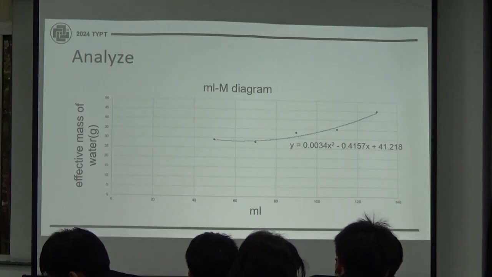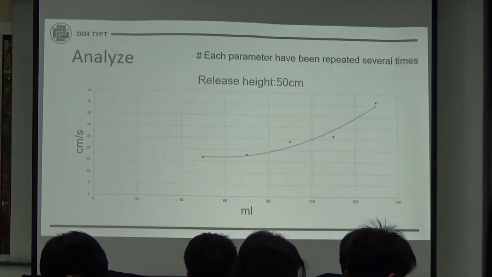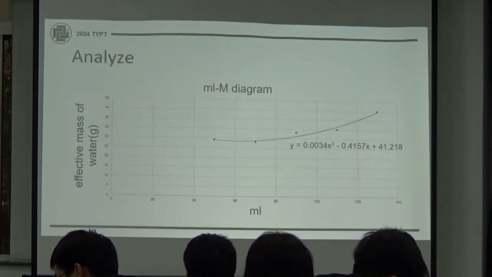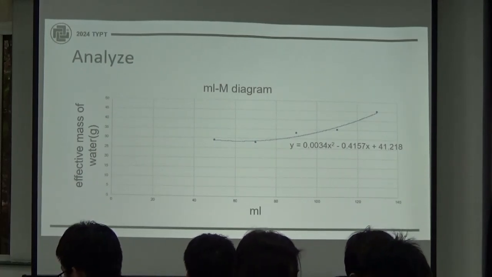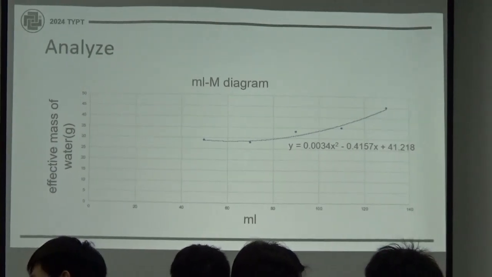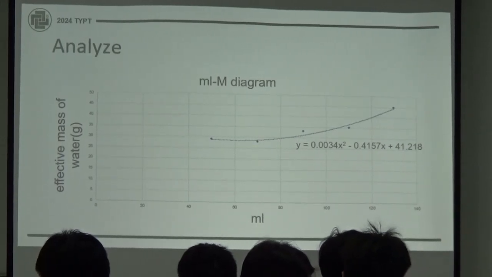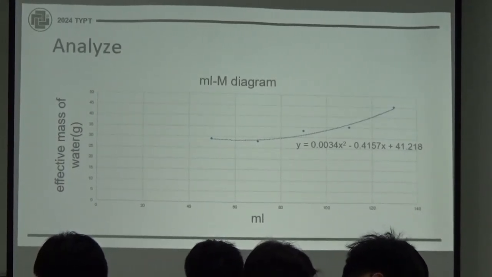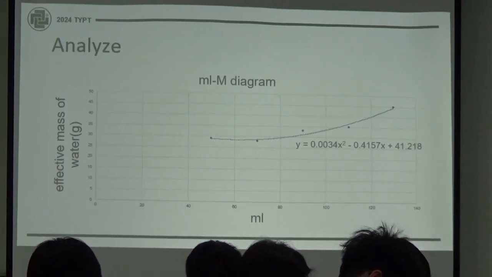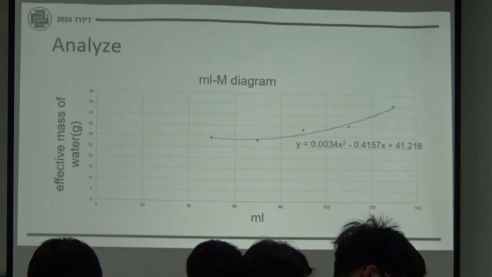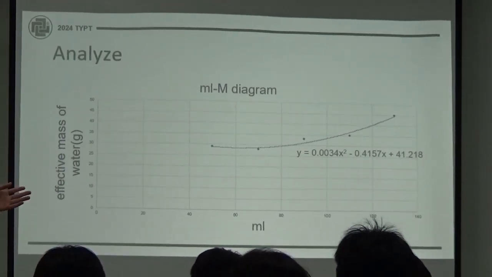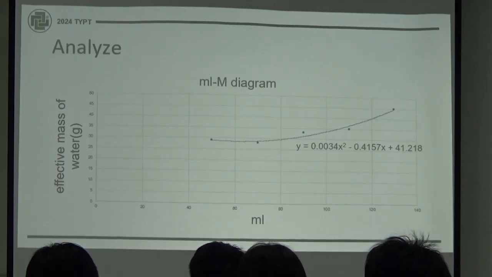And from the last pictures, we have found the restitution coefficient e, and typed up a new diagram which is associated with the effective mass of water and the water volume. We can see that as the water volume increases, the effective mass of water gets bigger. And here's the fitted function of the line.